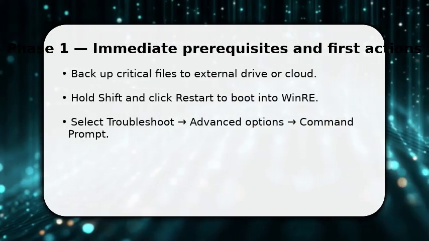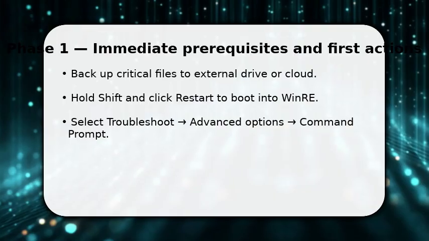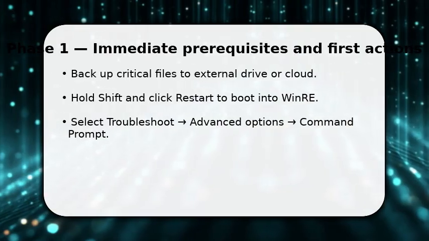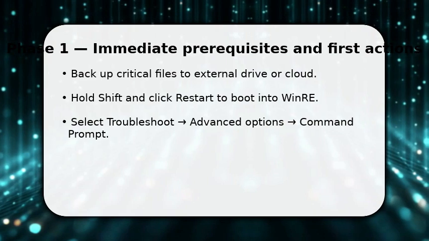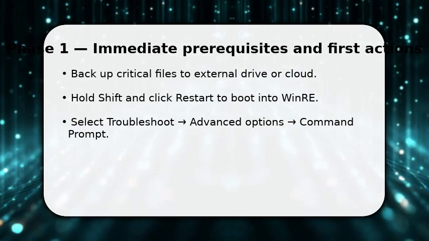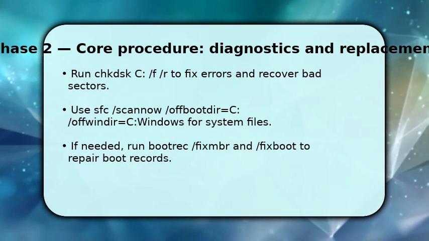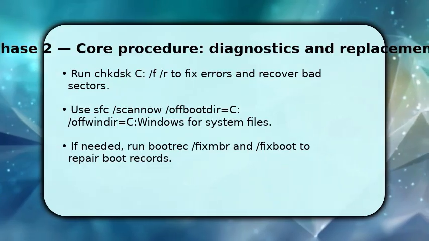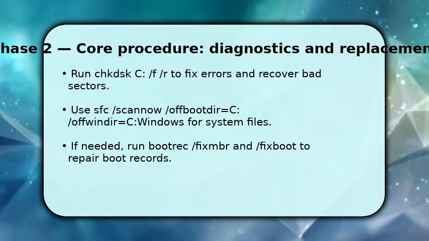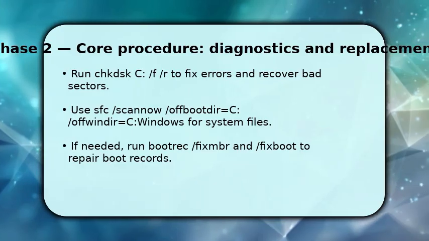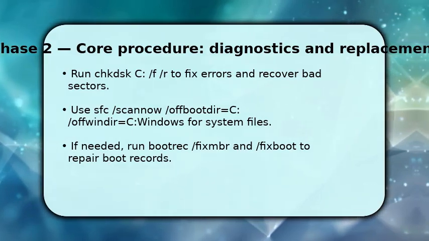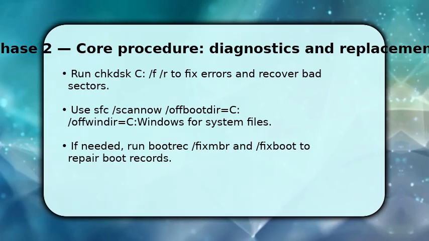You'll use CHKDSK and Bootrec next. That's why Command Prompt is best, because these utilities need exclusive access to the disk, plus clearer error output to guide you. Start with CHKDSK on the affected volume, type CHKDSK /F /R and press Enter. This fixes file system errors and tries to recover bad sectors.